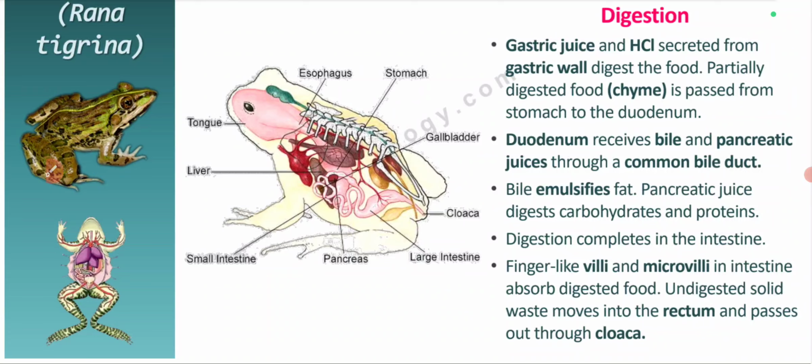But here one difference is that in human beings, after the rectum, the waste material moves out through the anus to the outside, whereas here after the rectum, it passes out through the cloaca and then goes outside of the body. Cloaca is present.